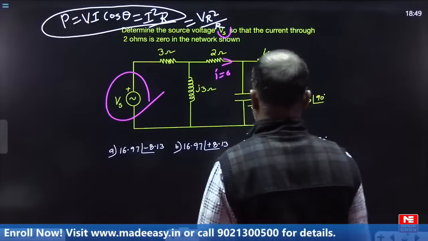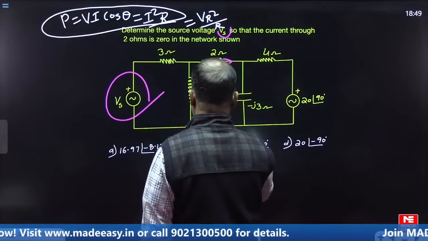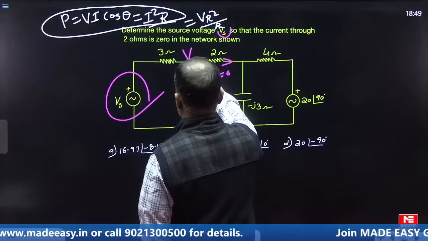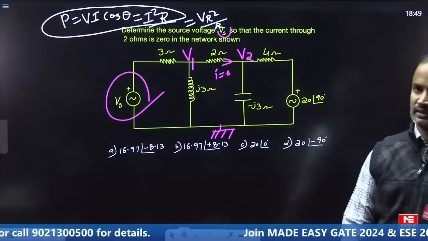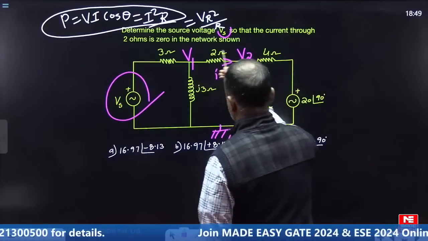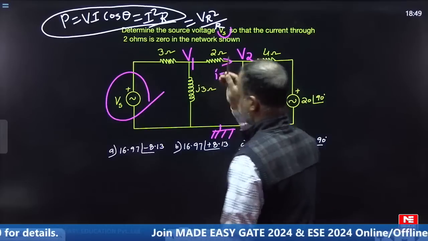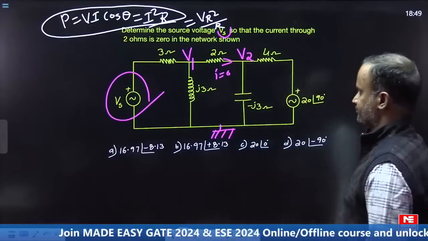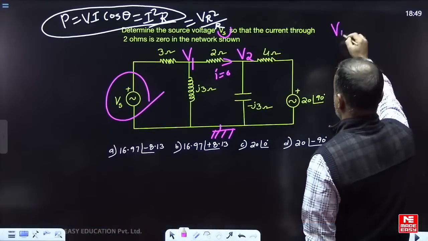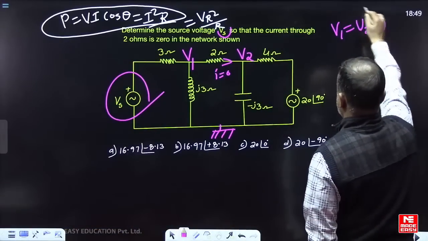Now for this example, let us give the name node voltage as V1, and node voltage as V2. When V1 and V2 are exactly equal, then only the current will be equal to 0. That means first we can give the statement that V1 and V2 are the same.